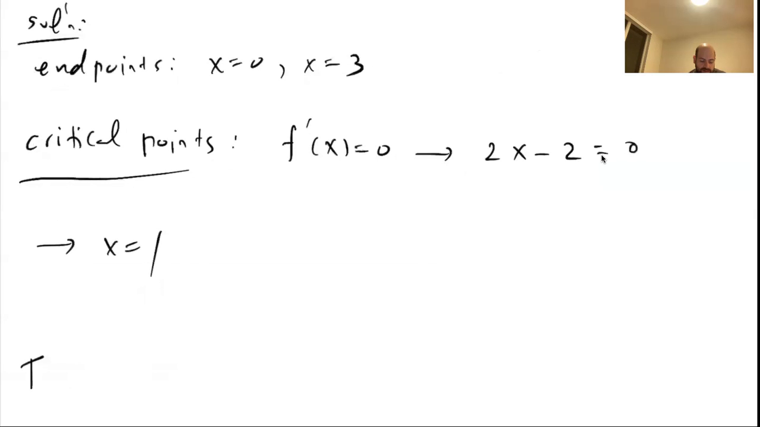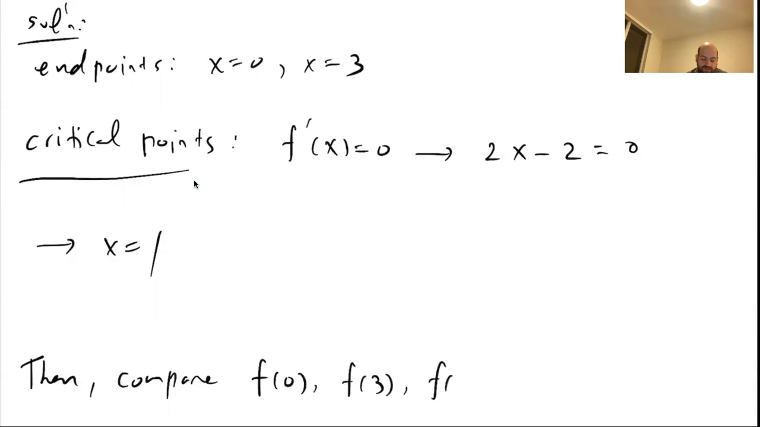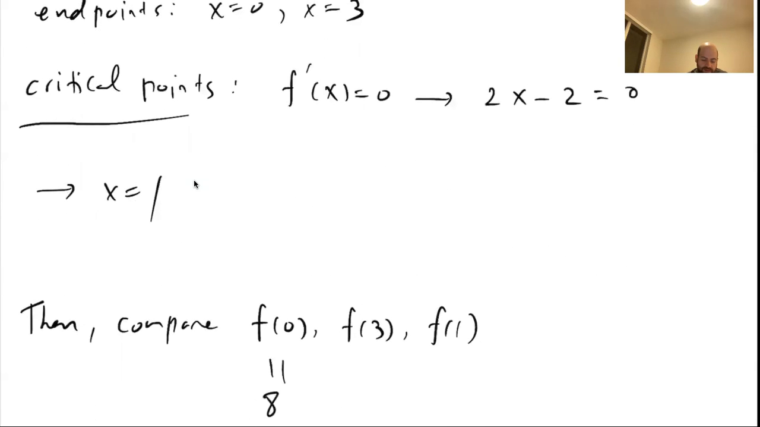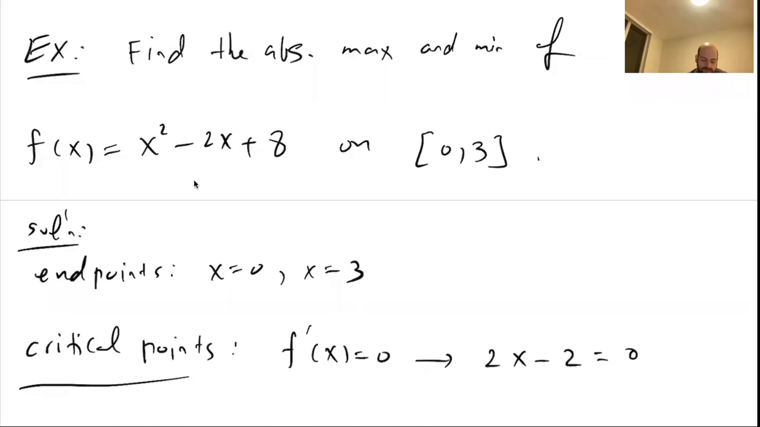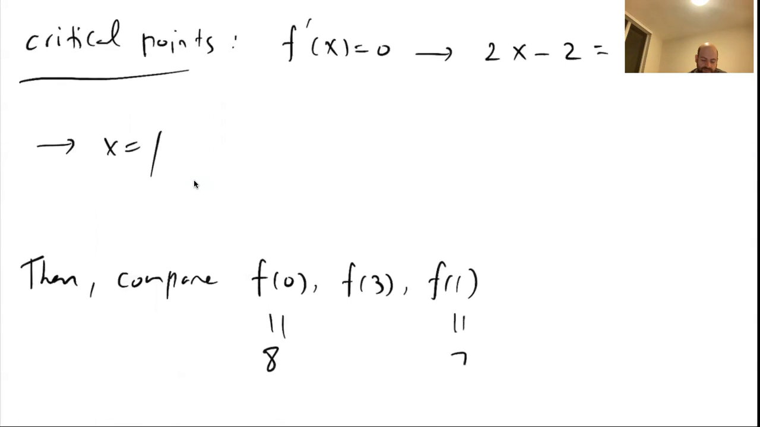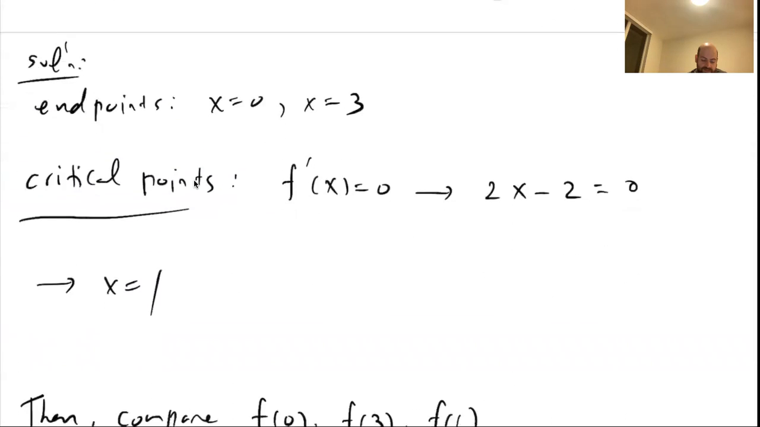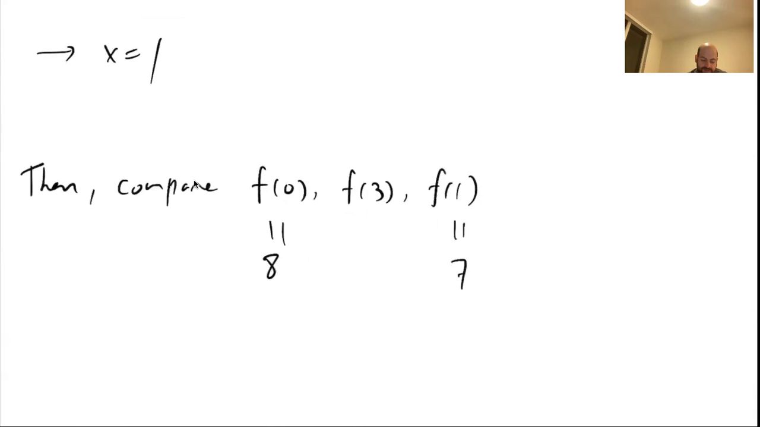So then we have to compare, okay? Don't compare the x values, compare the y values corresponding to these 3 x values. So we have to compare f(0), f(3), and f(1), and then see which one is the largest and which one is the smallest. f(0) is 8, obviously. f(1) is 9 minus 2, which is 7. And f(3) is 9 plus 8, 17, minus 6, that's 11.